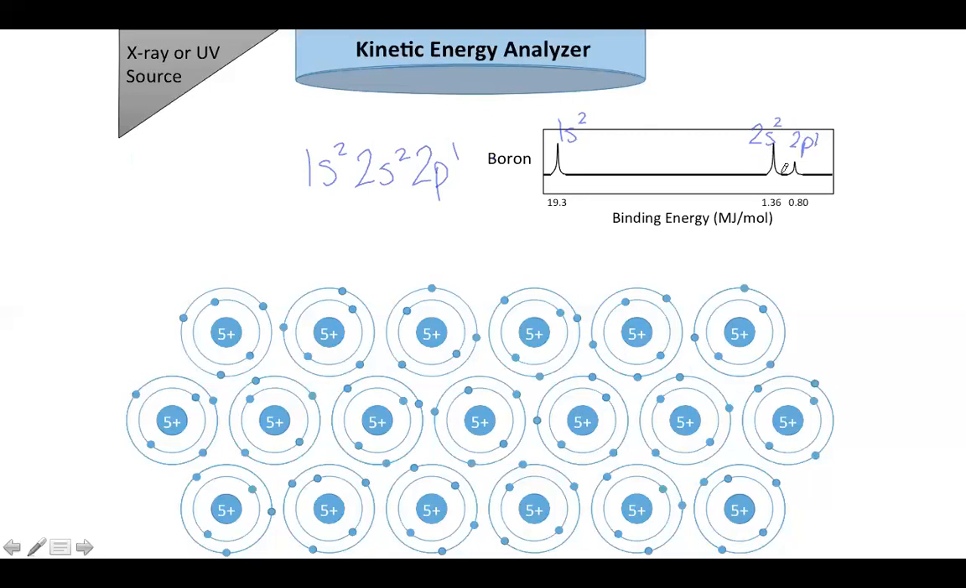And then this third peak here isn't as tall as these first 2 peaks. That means there are fewer electrons in there. It's approximately half the size of these other 2 peaks. That means there should be half the number of electrons in this third sublevel, which in this case there is. There's just 1 electron in this 2p here.